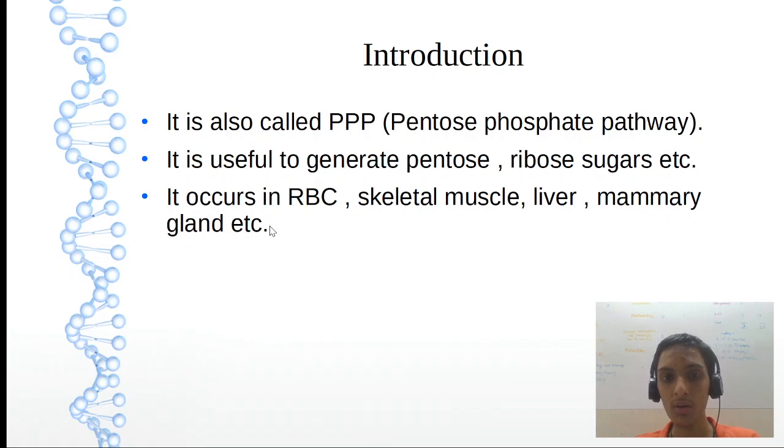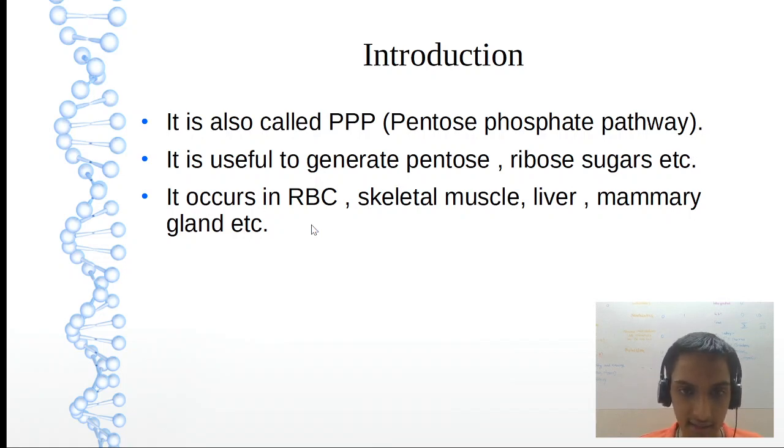Remember, the HMP shunt pathway is also called the triple P pathway or pentose phosphate pathway. Why am I calling this the pentose phosphate pathway? Because pentose sugar is generated. Have we come across this important sugar in DNA and RNA? Remember, the sugar present in DNA and RNA comes under this pentose sugar. Ribose sugar also we get from this pathway.